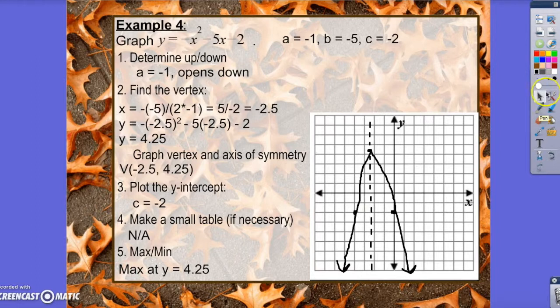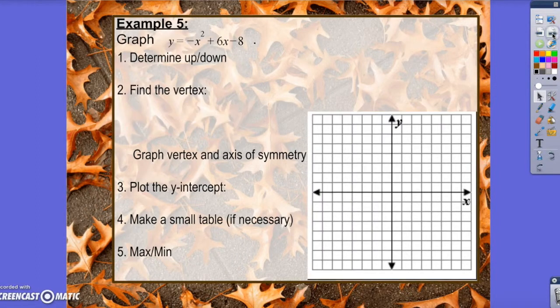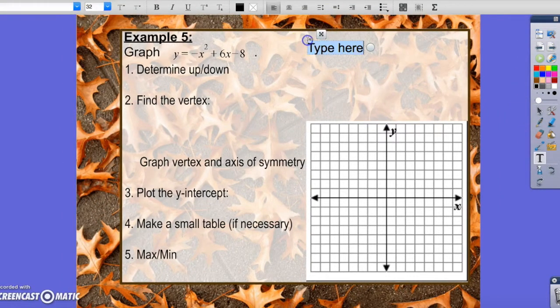So let's try another one. Now what I want you to do is actually, once again, and I keep saying this a lot throughout this lesson because I walk you through each part, but I want you to pause the video and try it yourself first. See how far you could get. I'll start by labeling everything up here. A equals -1, B equals 6, C equals -8.